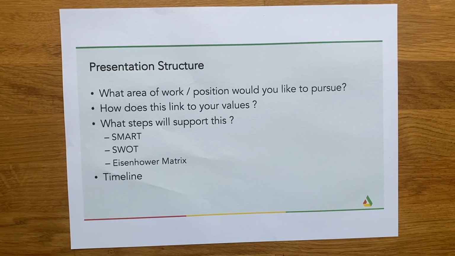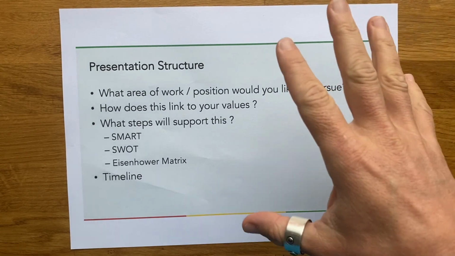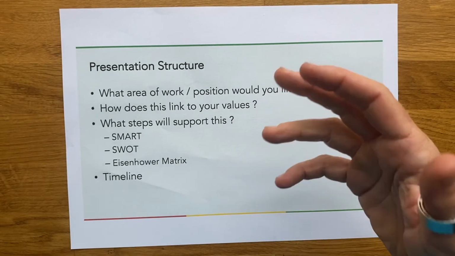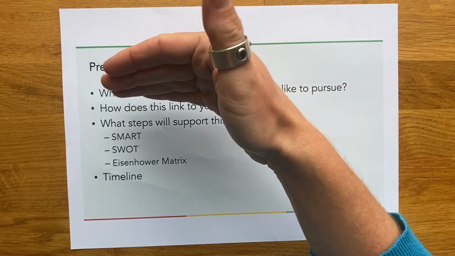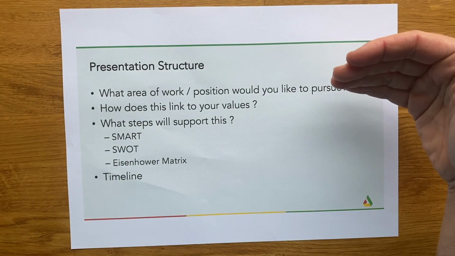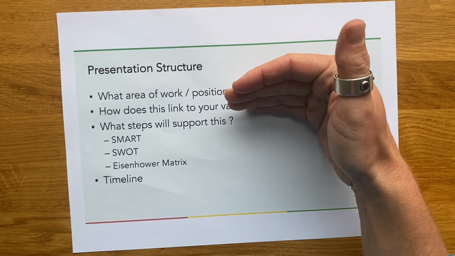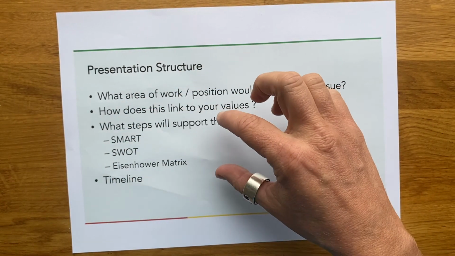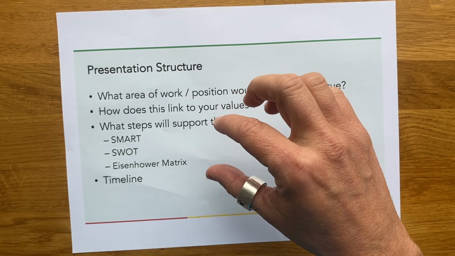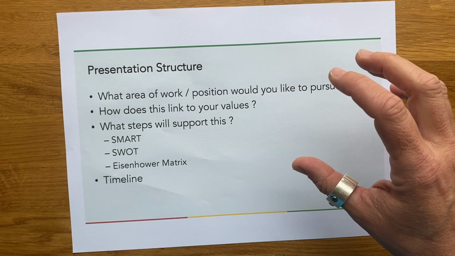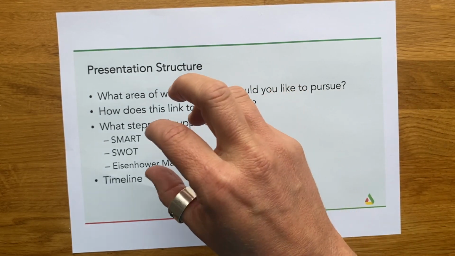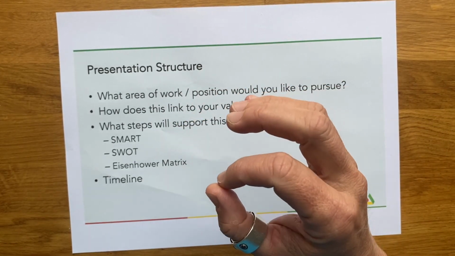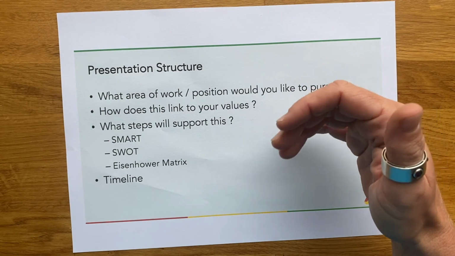In this presentation, I've covered a few different areas. So I've looked at a possible structure that you might use for presenting your career plan moving forward, to first of all outline what area of work and what position you'd like to pursue, how that links to your values. And then we've talked about some models that might support you in thinking about what to do next. And I'm hoping that from doing some of these activities, you will gain some insight that you might then share informally with the group in your presentation.